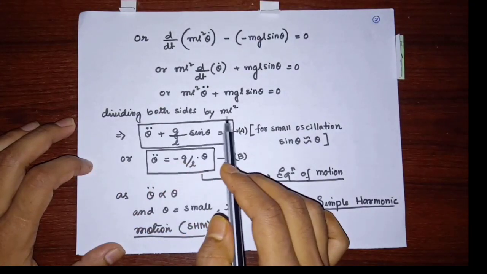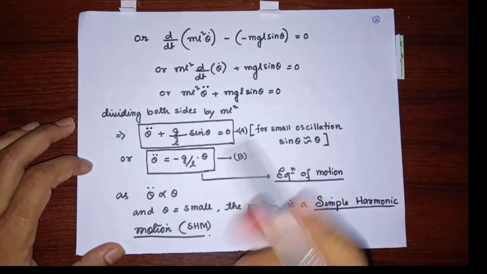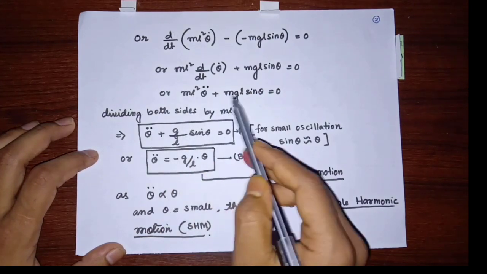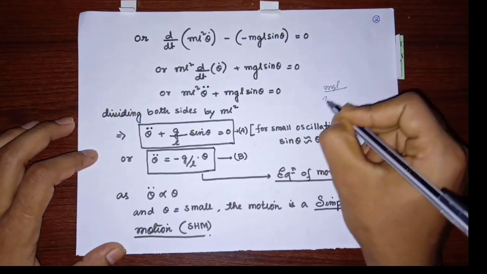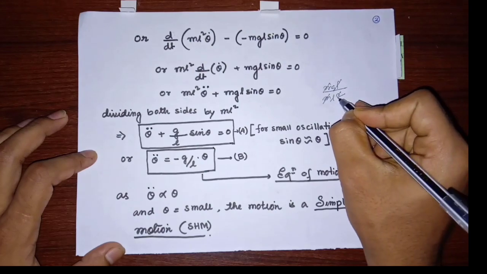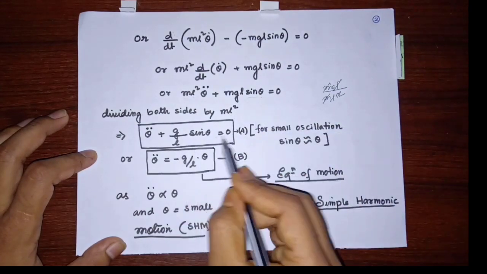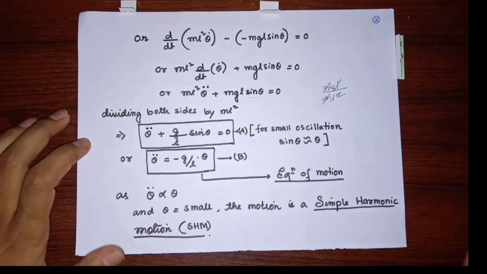Now dividing this equation on both sides by ml square, we will get theta double dot plus mgl divided by ml square. The m will cancel, one l of l square will cancel, so it will be g by l sin theta equal to 0. So this is one equation of motion, you can say. Now you can further simplify it.